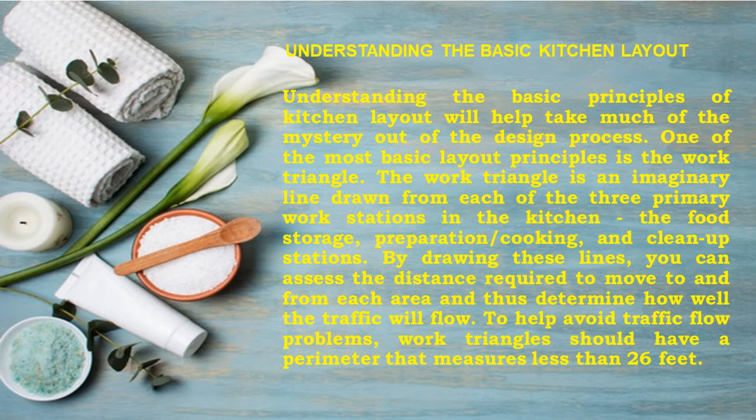To help avoid traffic flow problems, work triangles should have a perimeter that measures less than 26 feet. So the distance between the equipment in the kitchen needs to be around 26 feet so you don't get into traffic, so that you won't bump into your co-worker or your family at home.